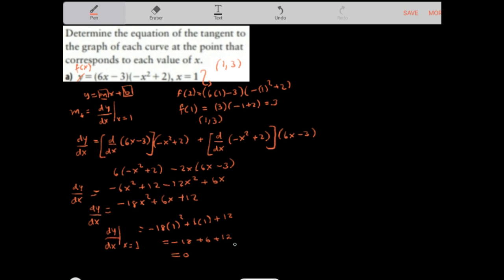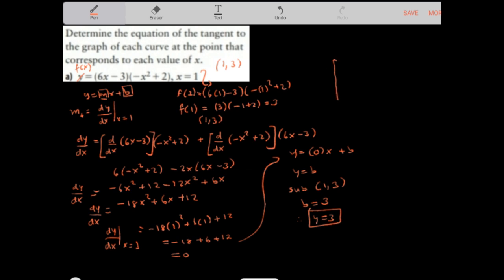If the slope is 0, then we know that m is equal to 0 for y equals mx plus b, so y is equal to b, right? And all you have to do is really just substitute a point, right? So if you substitute (1, 3), b is equal to 3, so therefore the tangent line is y is equal to 3. Okay, so this indicates that it's a horizontal line. Whenever the slope is 0, this will indicate it's a horizontal line, right?